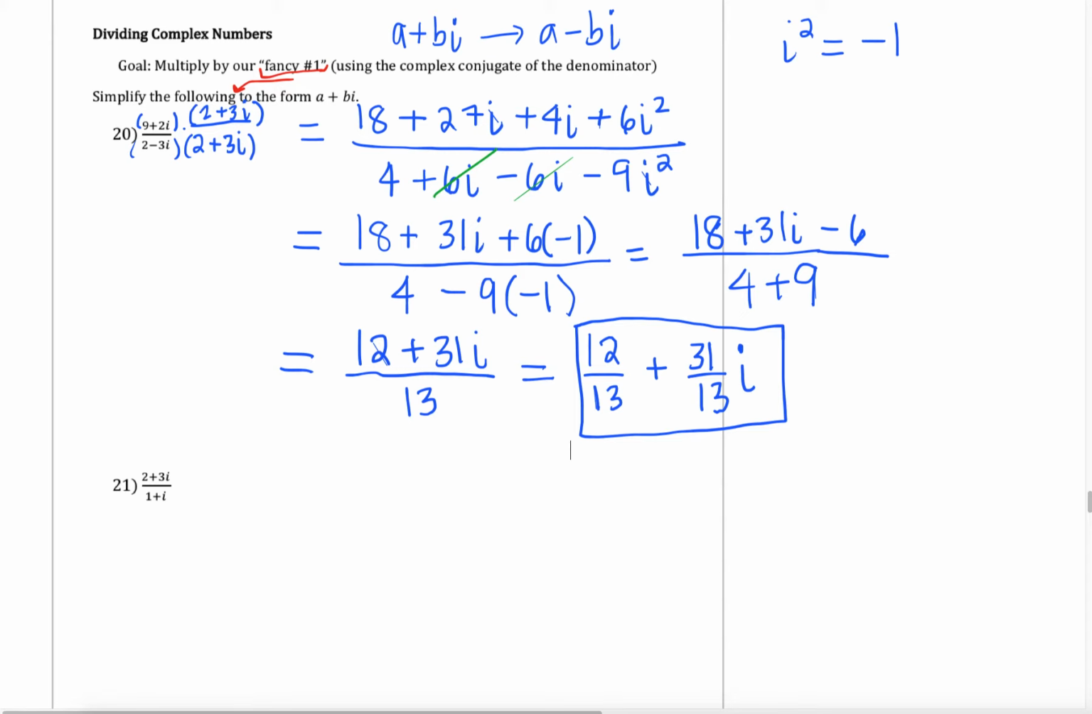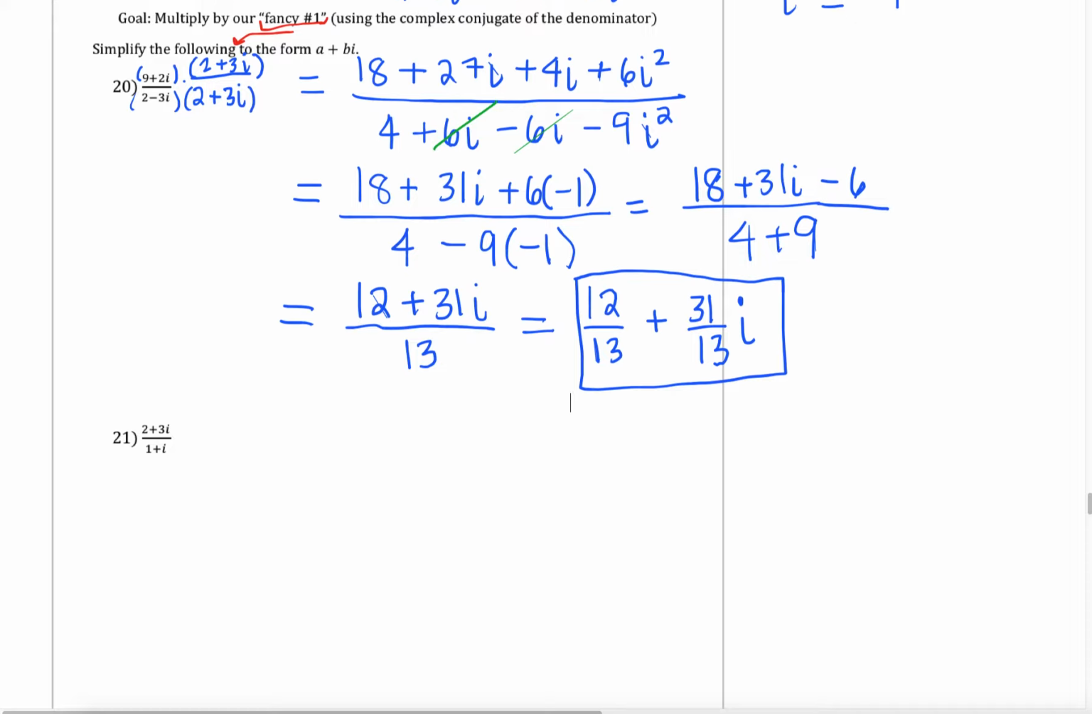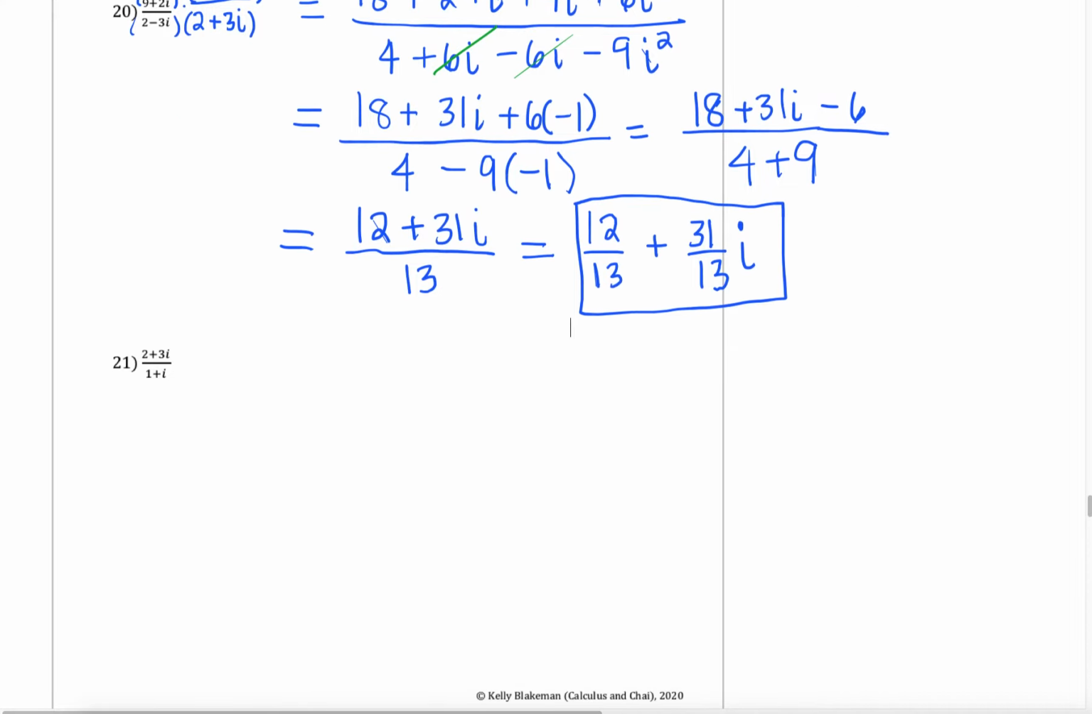So we get another example of solving and simplifying complex numbers using division. So on this example, we have 2 plus 3i all over 1 plus i. What's the first thing we need to do for this guy? First thing we need to do is identify what the complex conjugate of our denominator would be. So our denominator here is 1 plus i. What is the complex conjugate of 1 plus i?